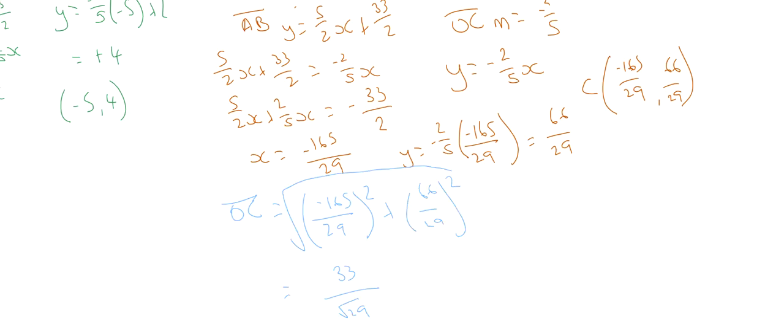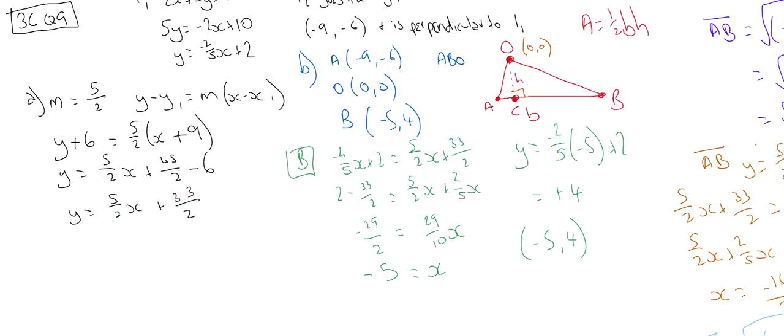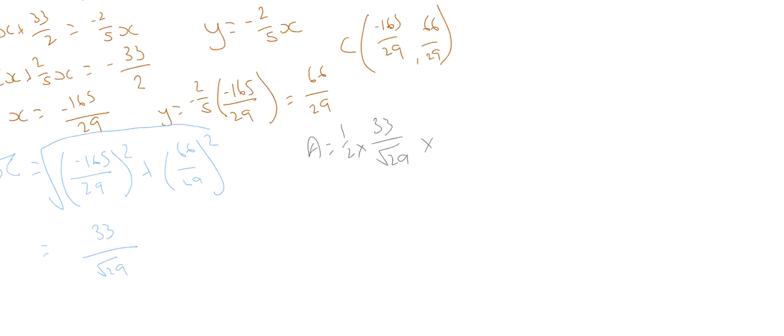So what I'm going to do now is say the area is half times base times height. So we've got 33 over root 29, which we just found. And we found over here before that the length of AB is root 116. So times root 116. And if you type all that into a calculator, you end up with 33. So it is 33 units squared. And that is the answer to question 9.